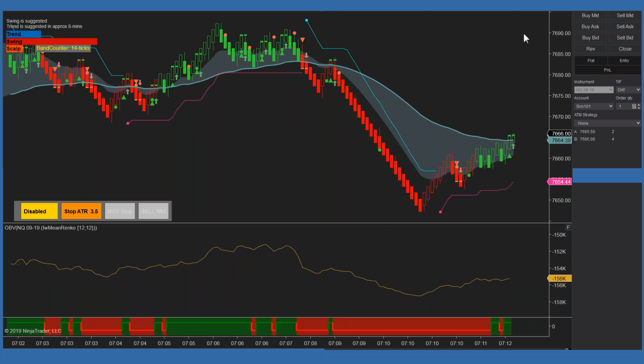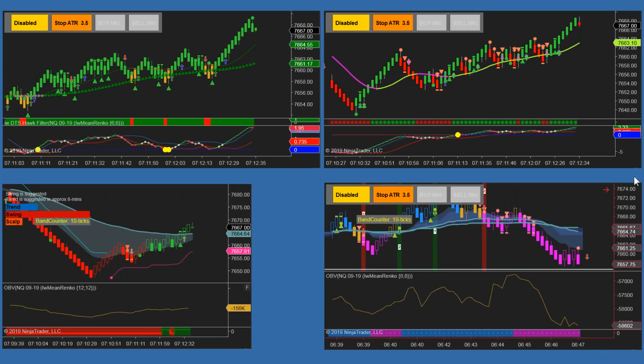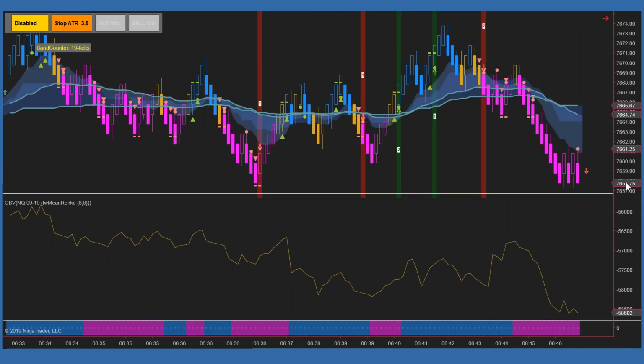All right, let's try this again on the Raptor. Let's see if I can make it work on the Raptor. And then we'll close things out by looking at maybe a 5-minute chart.